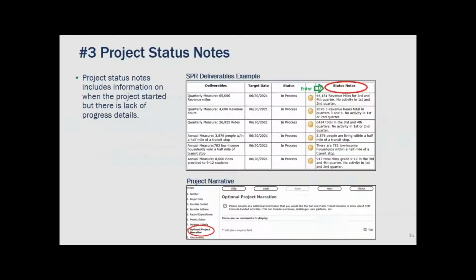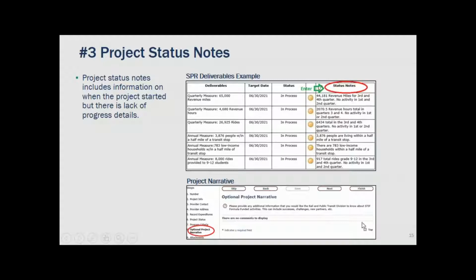Okay, great. I'm going to move to the third common issue, which was the project status notes. And here we noted that the notes included information on when the project started, but there was a lack of progress details. And the action that we identified when we reached out to the QE is to address this by updating the status notes or the optional project narrative.